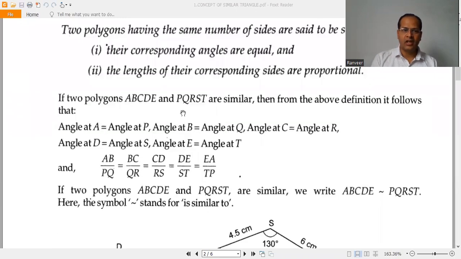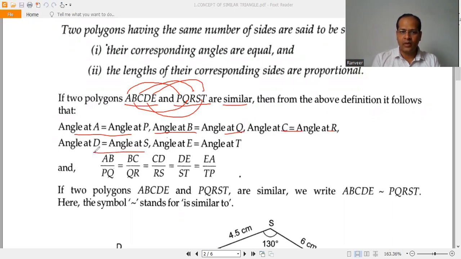Now suppose the polygons we are taking here, ABCDE and PQRST, are similar. Then from the above definition, what we can say is corresponding angles, that is angle A and P, B and Q, C and R, D and S and E and T, these all are same. Angle A is equal to angle P. Similarly, B equal to Q, angle C equal to angle R, D equal to angle S. This is the first thing.